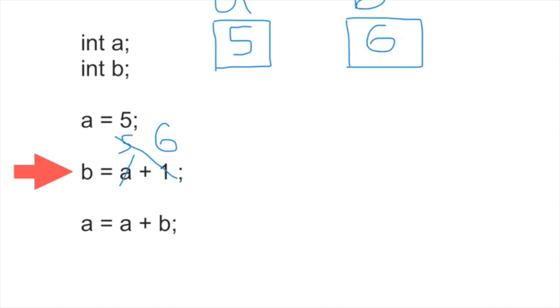Now we can move on to the last line of the program. So this statement says that a gets the value, the existing value of a plus the existing value of b. So first we evaluate the expression on the right, a plus b. In other words, this. And so we see that the value of a is currently 5.